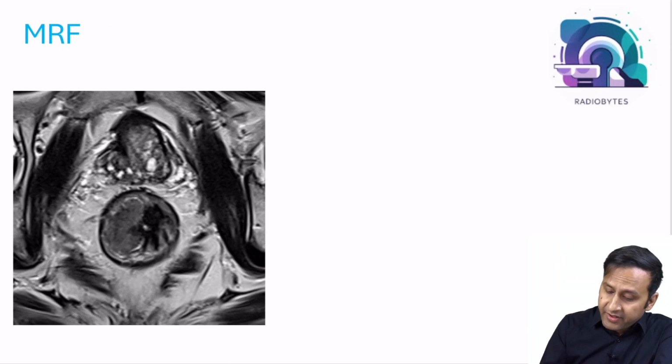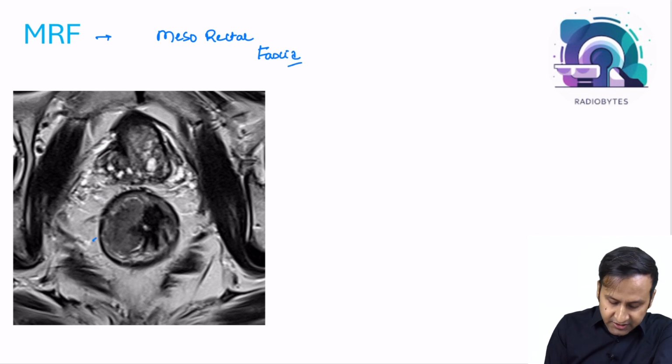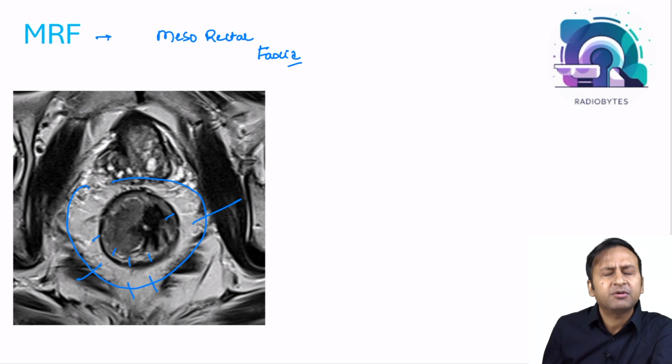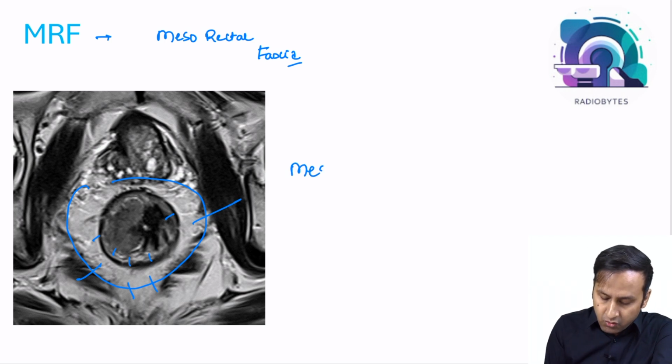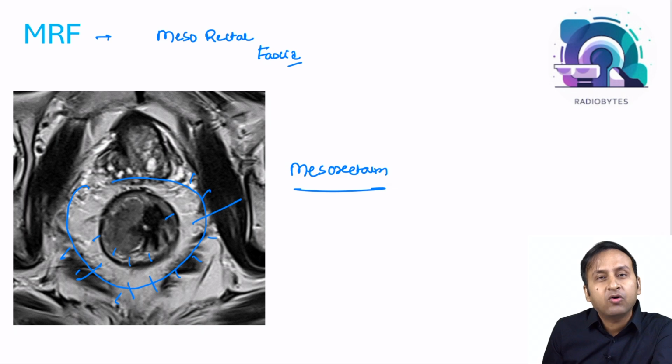Next, MRF. What does MRF actually stand for? MRF stands for mesorectal fascia. To understand mesorectal fascia, first of all, we'll have to understand what is mesorectum. This entire tissue is rectum, and everything which is present outside the rectum, this bright colored tissue, which is nothing but fat, is the mesorectum. This mesorectum is ensheathed by a fascia which appears hypointense on all sides, and it is called the mesorectal fascia.